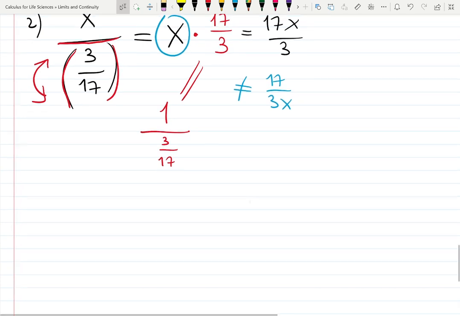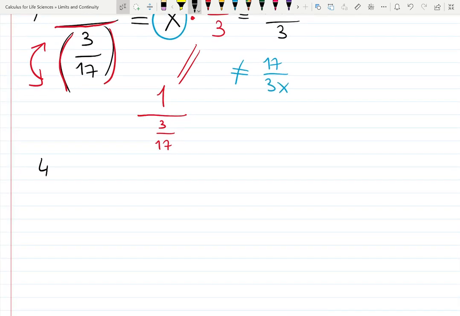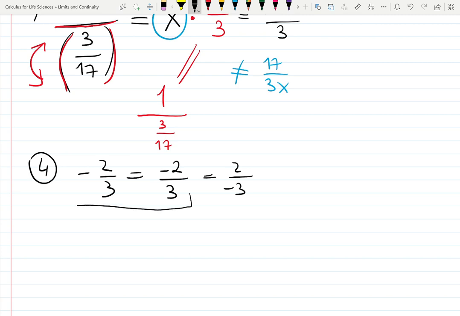Now, let's see more notations. Students also get confused by this notation. This depends on the school you came from. So minus 2/3 can be written as minus 2 over 3, can be written as 2 over minus 3, okay? Usually the first two notations are the most common ones, not the other one. So keep that in mind.